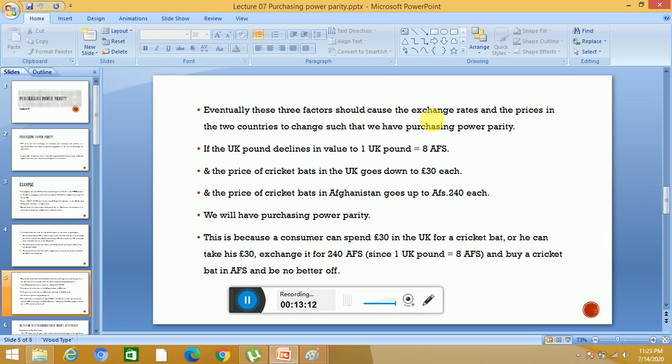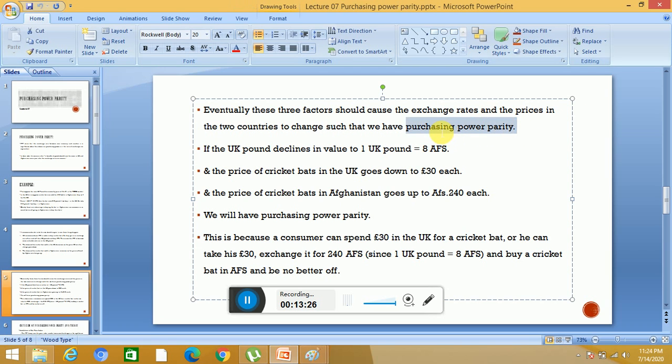Eventually, these three factors should cause the exchange rate and the prices in the two countries to change such that we have purchasing power parity. Now, because of these three changes, we will be in a situation that is called purchasing power parity. Why? Now look at this. If the UK pound declines in value to 1 UK pound equal to 8 Afghanis.